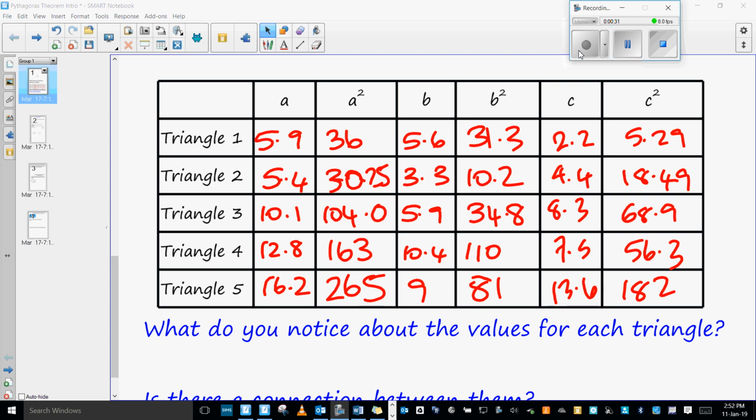What I would like to try and do is focus on looking at the values for triangle 1. Is there any connection between anything here? Then have a look at the values for triangle 2. Is there any connection between those ones? And so on and so forth. So I want you to see if you can see any connection between the horizontal numbers, not necessarily the vertical ones. I'm going to give you a couple of minutes to see if you can see.